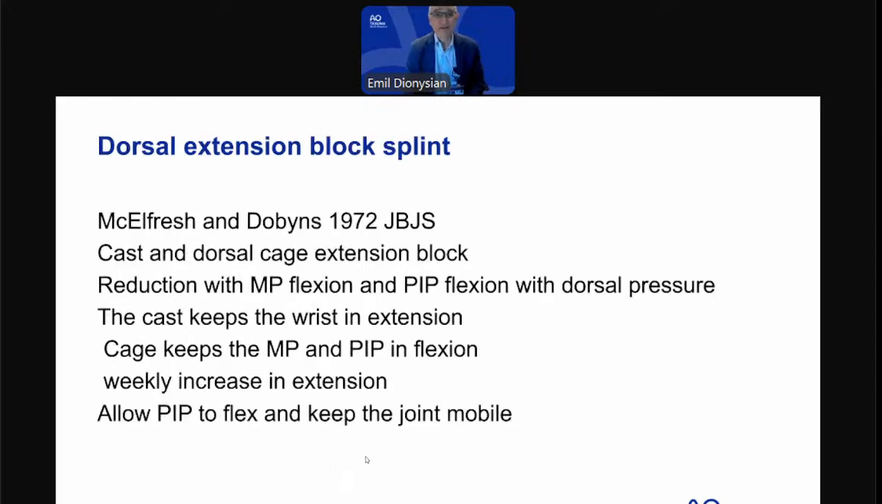Dorsal extension block splinting was introduced in 1972. This is a long time ago, and it worked. Reduction is done initially with flexion, and once the PIP is flexed and reduced, you keep it from extending, and then allow the finger to bend within that limited range to start gliding, and then slowly, every week, allow a little bit more extension.